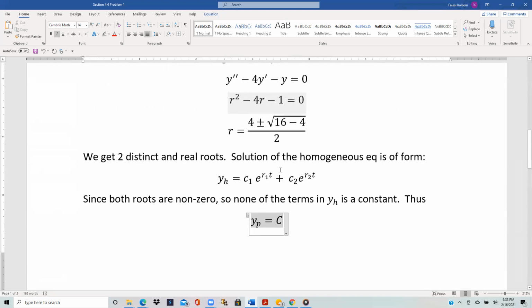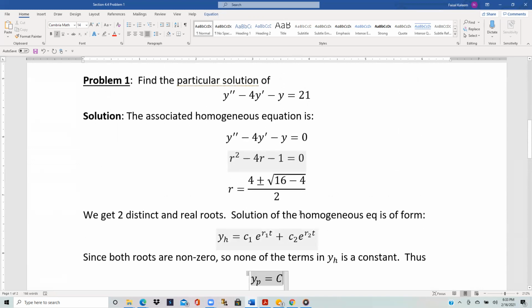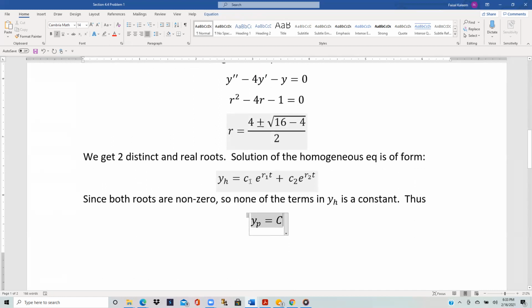Okay, so now let me explain this a bit more. Why did we go through this solution of the homogeneous equation? The main thing here is that the right-hand side was a constant, and we wanted to see if we can just write the particular solution as a constant, which we can do as long as none of the terms in the solution of the homogeneous equation is a constant. So how could a term in the homogeneous solution be a constant? Well, that could happen if one of the roots were to be zero.